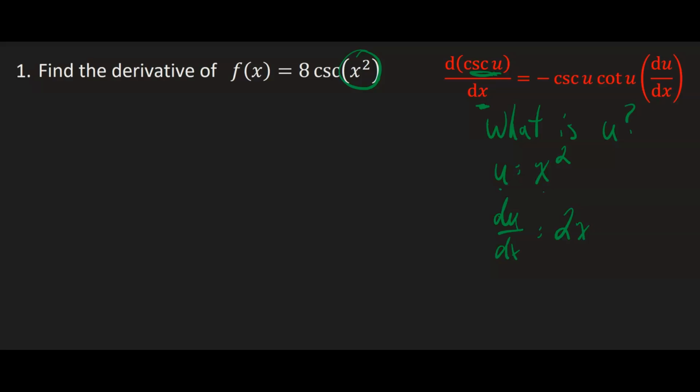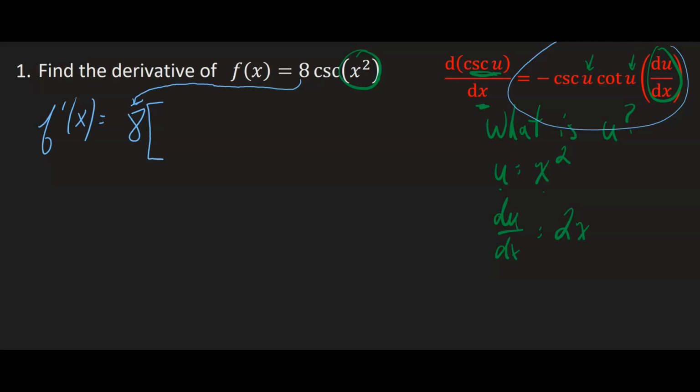All right, so now we have all the parts that we need, because in the derivative we want to fill in the u and we want to fill in the du dx. So let's go ahead and write our derivative. f prime of x is equal to, now the 8 is a multiple, it's not really part of the cosecant, so just carry down whatever the coefficient is, 8. Now we are taking the derivative of cosecant u. That's where this formula all applies. So let's just square bracket it because the 8 is not in there. And we want to make sure we do the negative.